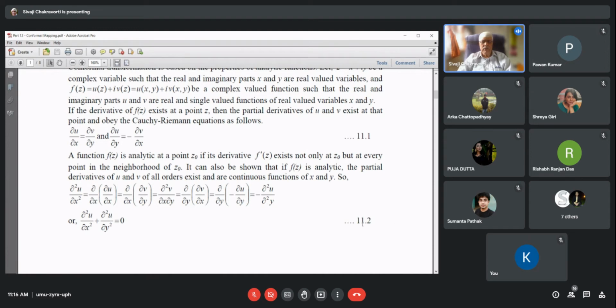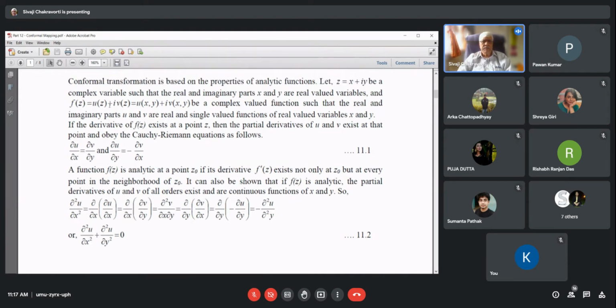But when we look at 11.2, interestingly, this is the Laplace's equation in two dimensions, which clearly shows that this function u, which is nothing but the real part of the complex variable function f(z), is harmonic. That means this function, which is in the mapped domain, also is harmonic because it satisfies the Laplace's equation.